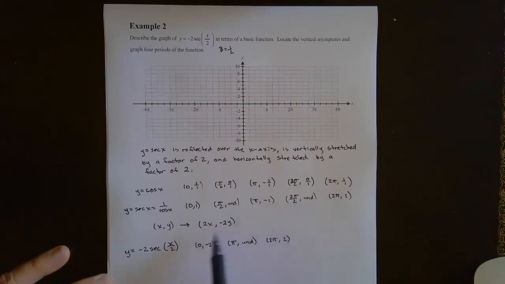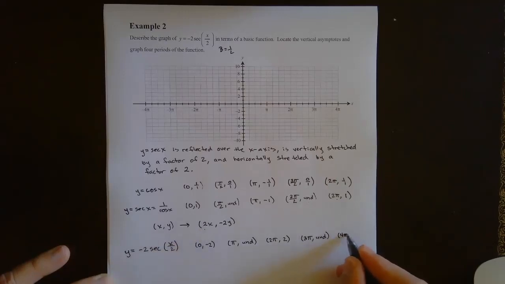Then 3 pi over 2 times 2 gives us 3 pi, and when we multiply an undefined term by -2, it's still undefined. And 2 pi multiplied by 2 is 4 pi, and -2 times 1 is -2. So there are our 5 points for the graph.